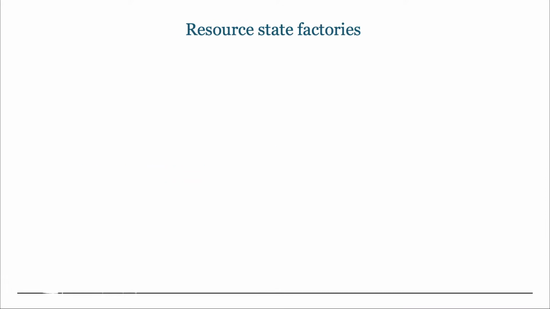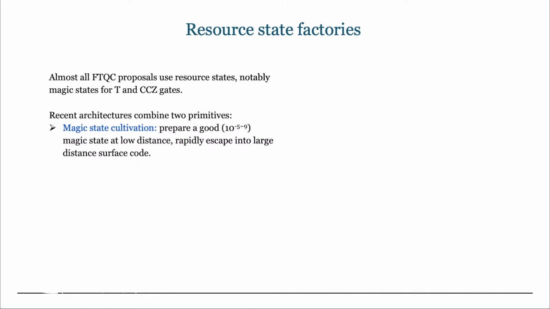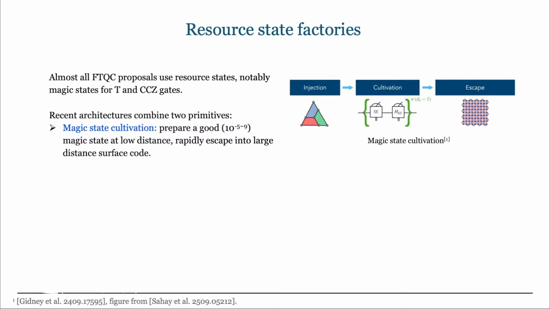So the next component is the resource state factory. Basically all FTQC proposals, especially modern ones, use some form of resource state, most notably magic states for T gates and for CCZ gates. This recent architecture mostly uses two primitives, the first one being magic state cultivation. This is a primitive where we prepare a good magic state, good meaning the fidelity is around 10 to the minus 5 to 10 to the minus 9, at low distance, and we rapidly escape into a large distance surface code. So this is a rough schematic of it.